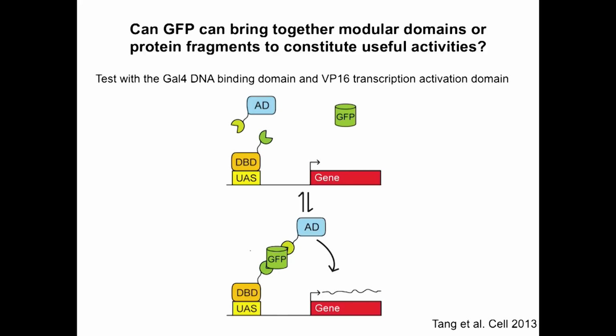So this is a ternary system. 3 components are required in addition to GFP. And he started by looking at this in vitro using luciferase, a quick, easy-to-score readout. And he found that indeed the system was very robust at inducing luciferase.